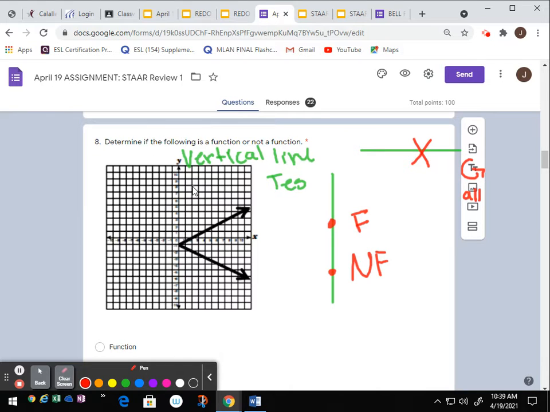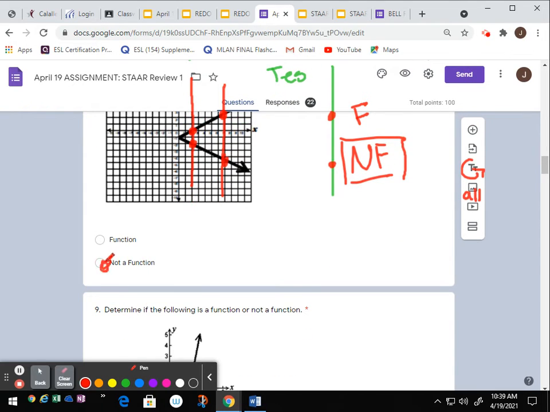If we draw a line here, we see that the graph hits the vertical line here and here. It hits it twice, so that means it's not a function. Let's check it one more time. If we draw our line here, we have a hit here and a hit here. That means we have 2 hits on one vertical line. So again, it's not a function. Our answer on this one is not a function.